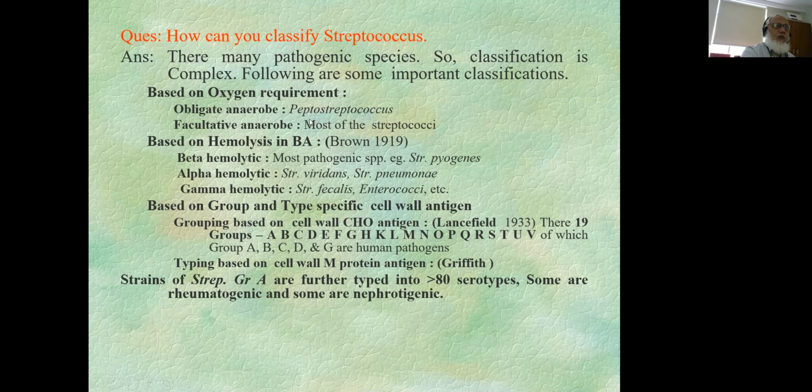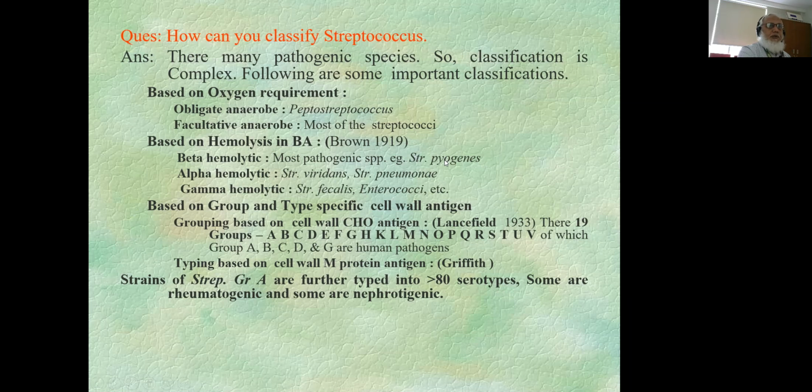Based on oxygen requirement, they can be obligate anaerobe and facultative anaerobe. Obligate anaerobe: Peptostreptococcus. Facultative anaerobe: most of the Streptococci. Based on hemolysis in blood agar, this was proposed by Brown in 1919. On this basis, in blood agar, there is beta hemolytic, that is clear hemolysis surrounding the colony, alpha hemolytic, and non-hemolytic.